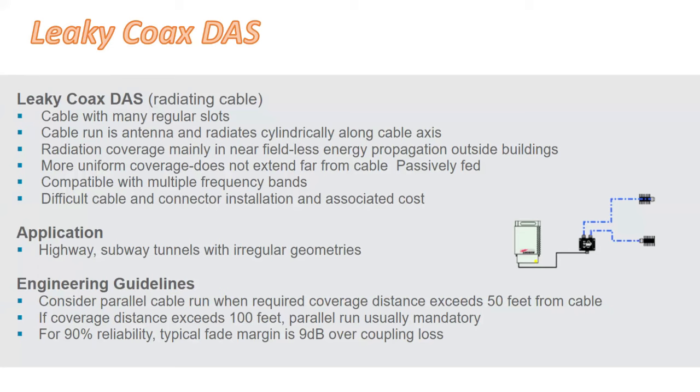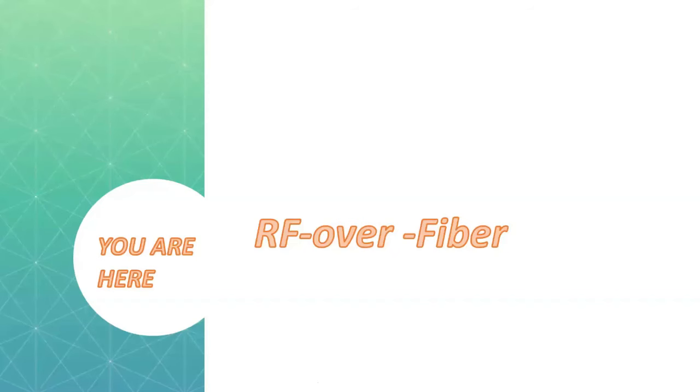The main difficulty with leaky coax RF distribution is the cable and connector installation, and the associated cost. The cables can be large in diameter, up to maybe 1 inch, so it's difficult to bend them around tight corners. Generally, we use a half inch cable for indoors. So leaky cables have some problems related to installation, right? So this is all about leaky cables.